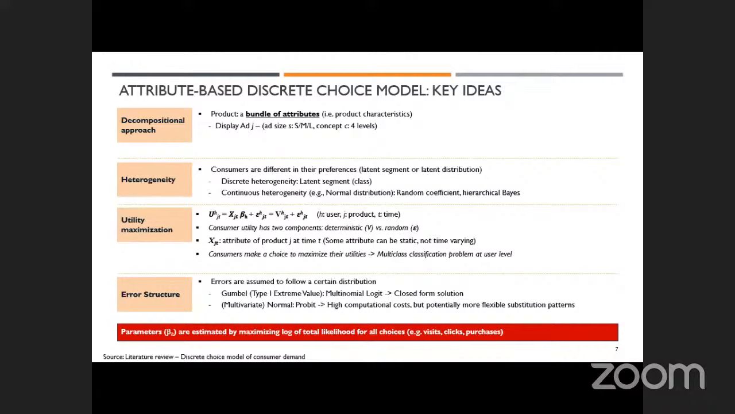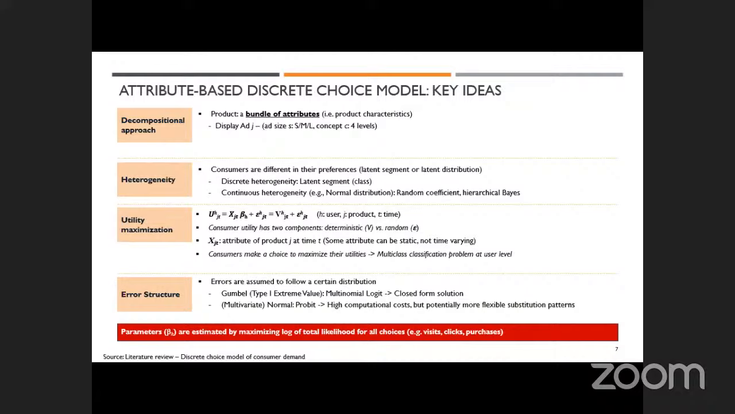So for each product, instead of estimating the product effect product by product, we are assuming that there are some important attributes and a product can be represented by a bundle of attributes, right? So this essentially does dimension reduction. Instead of estimating 1,000 parameters for 1,000 products, you can get down to maybe 5K attributes, which may have a couple of levels, right? This may help you to really reduce the dimension a lot, right?